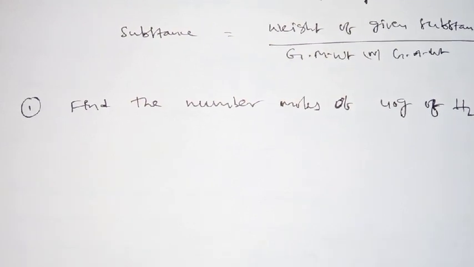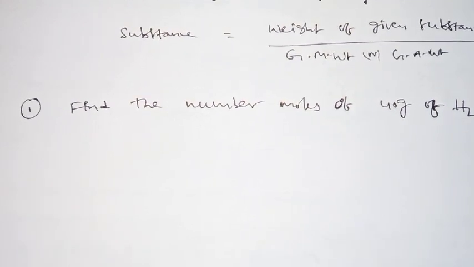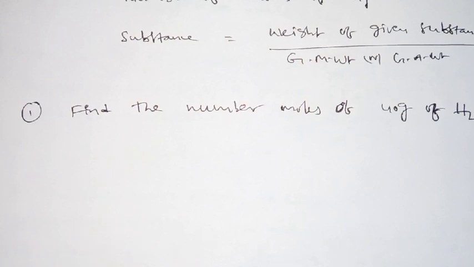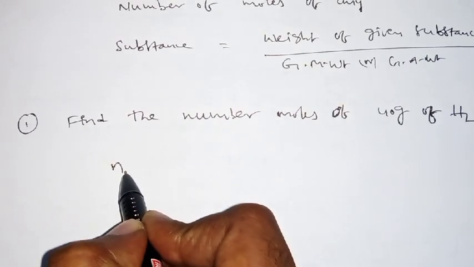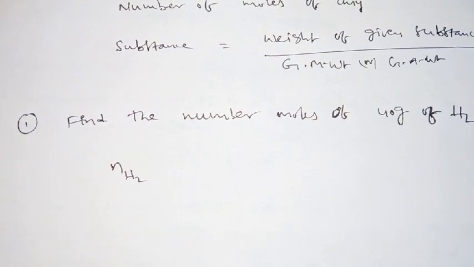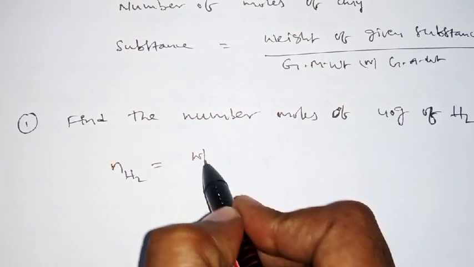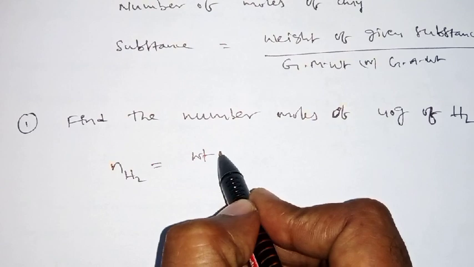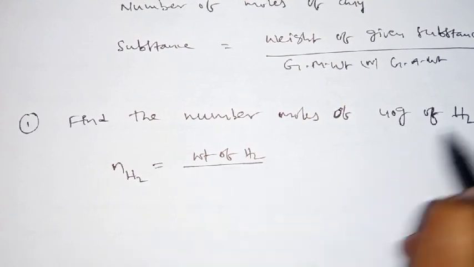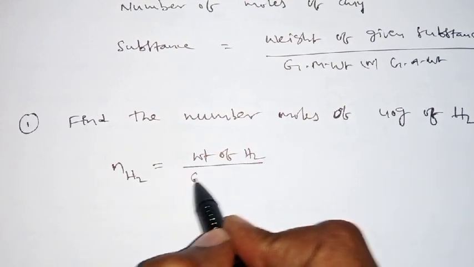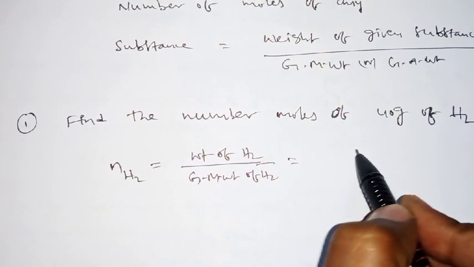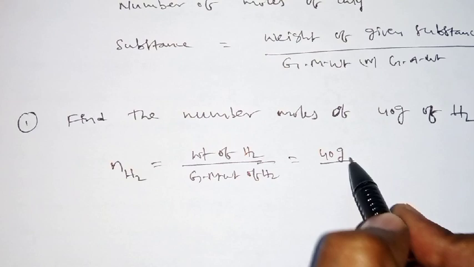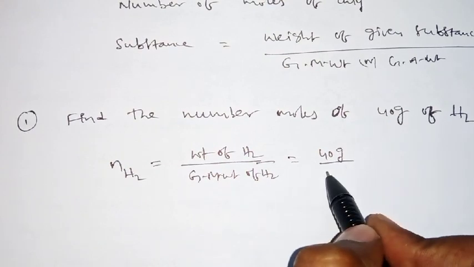So hydrogen is in molecular state. It is given in terms of weight. So how to identify the number of moles? Therefore, number of moles of hydrogen, we can write in this way, n of H2 equals weight of the substance, so weight of hydrogen by gram molecular weight of hydrogen, because hydrogen is in molecular state. Weight of hydrogen, how much is given? 40 grams. Gram molecular weight of hydrogen is 2 grams.